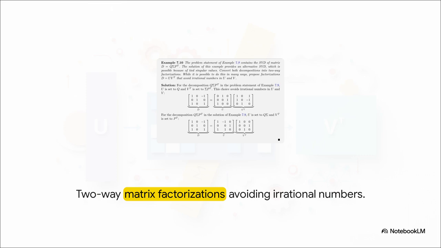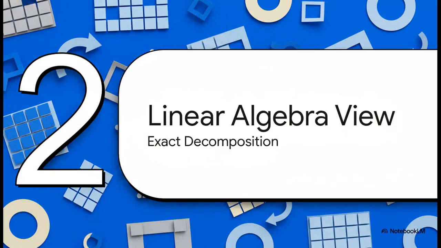Notice how this specific factorization completely avoids irrational numbers? It gives us this incredibly clean mathematical representation of the original data. It proves that right beneath seemingly random arrays of numbers, there is an elegant, structured factorization just waiting to be discovered. Moving right along to Section 2, the linear algebra view, focusing on exact decomposition.